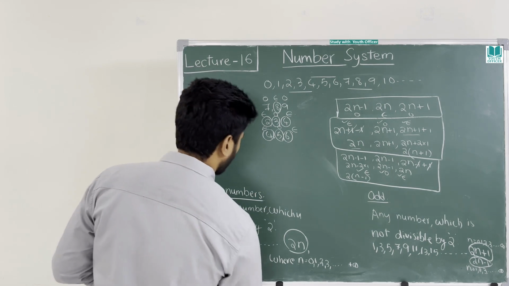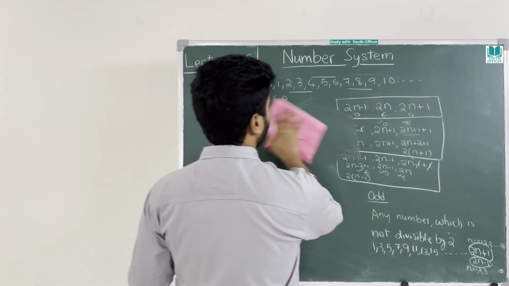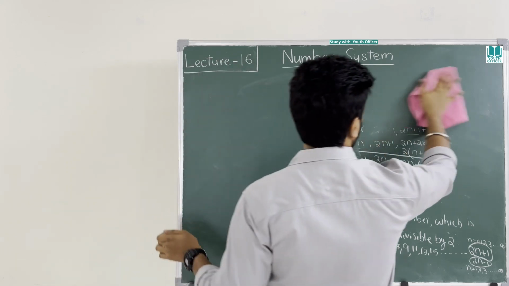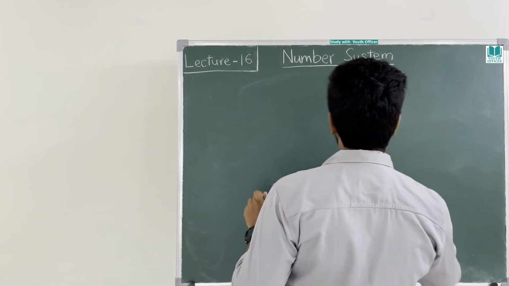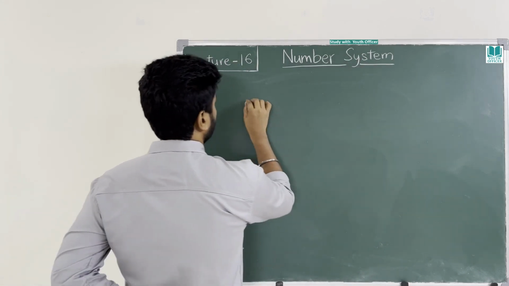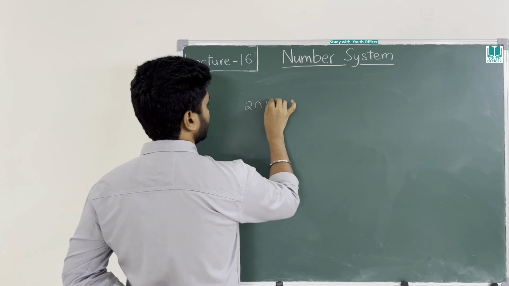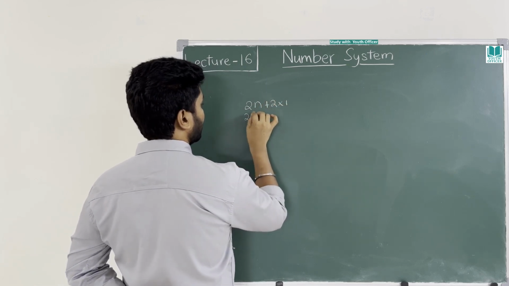Now, just now I have taken common, right? 2n minus 1, 2n minus 2 into 2, I have done. I will show you one more time. There is this number 2n plus 2. What did I do? I just multiplied it with 1. I have taken common.